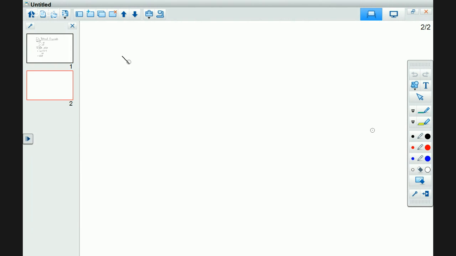Okay, what did you do with that situation to simplify it? Add the exponents. Because the bases are the same, you can just add the exponents, right?